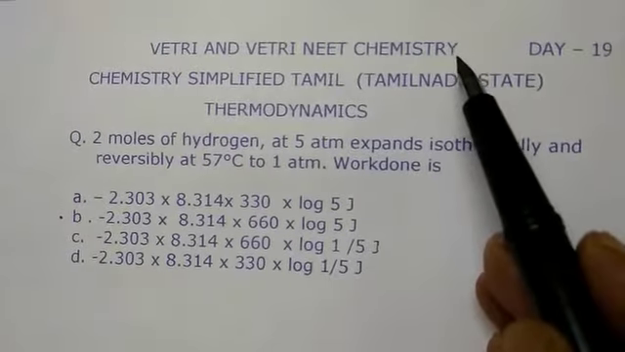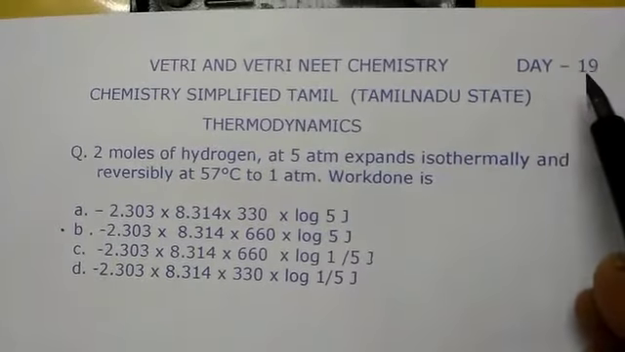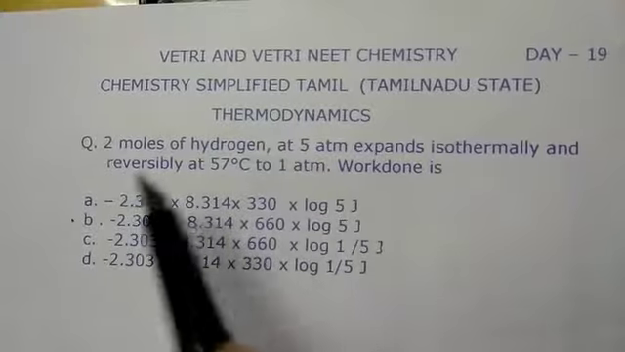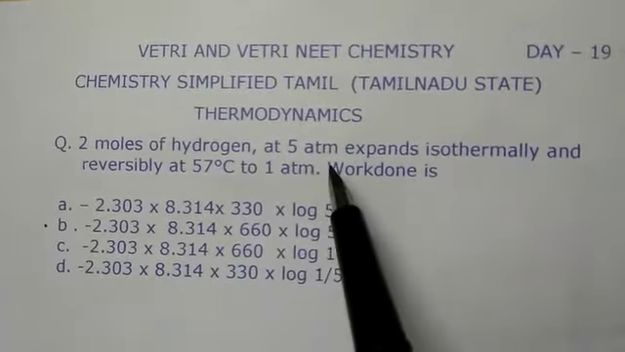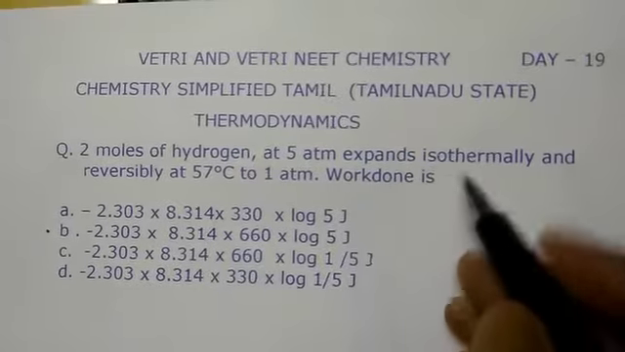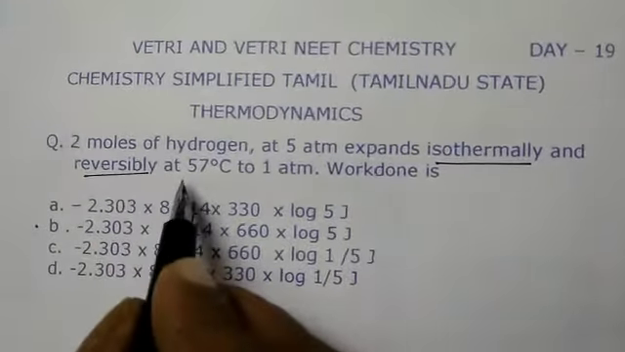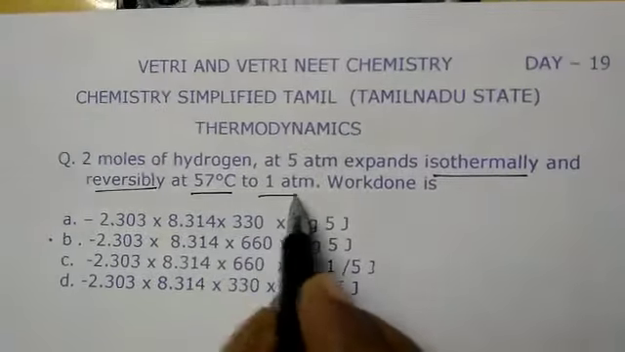So our daily practice paper, this is the paper for day 19. The topic is thermodynamics. Let us see the question. 2 moles of hydrogen at 5 atmospheric pressure expands isothermally and reversibly at 57 degrees centigrade to 1 atmosphere.